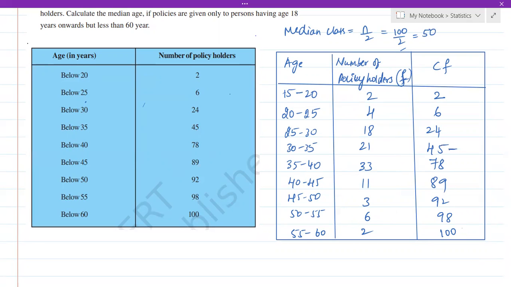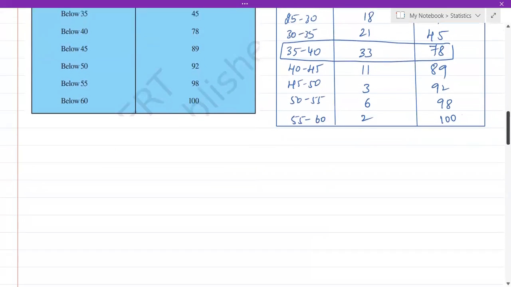So here we have got 45, which means it has got the data from 1 to 45. But 50 is not there. So here it will be there, isn't it? Because it has got data from 1 to 78. So 50 will be here. Okay, so this will be our median class. Now let's substitute the formula.